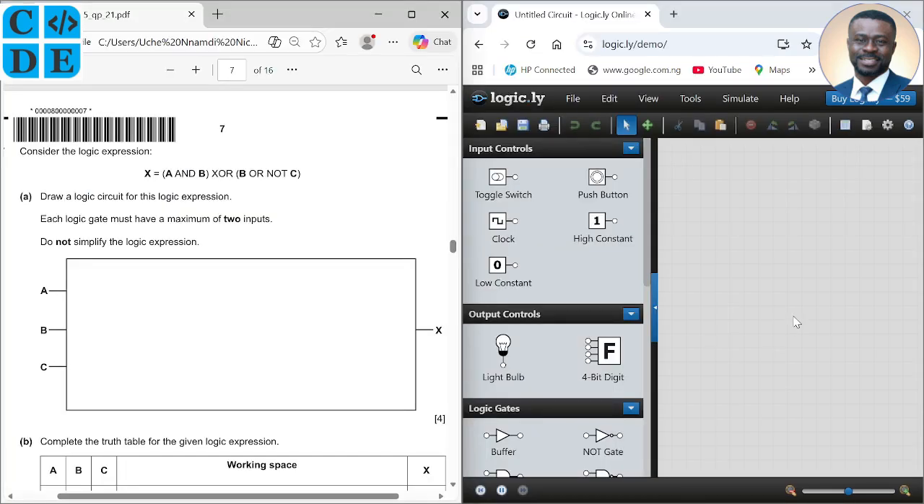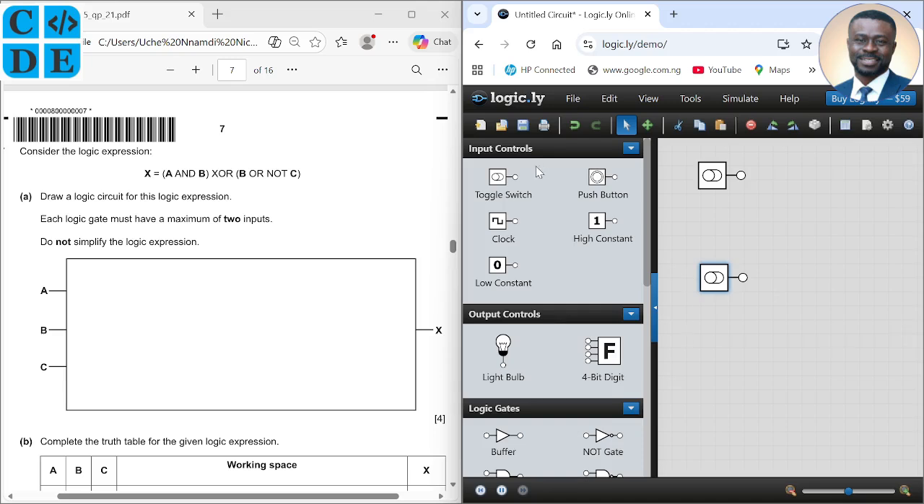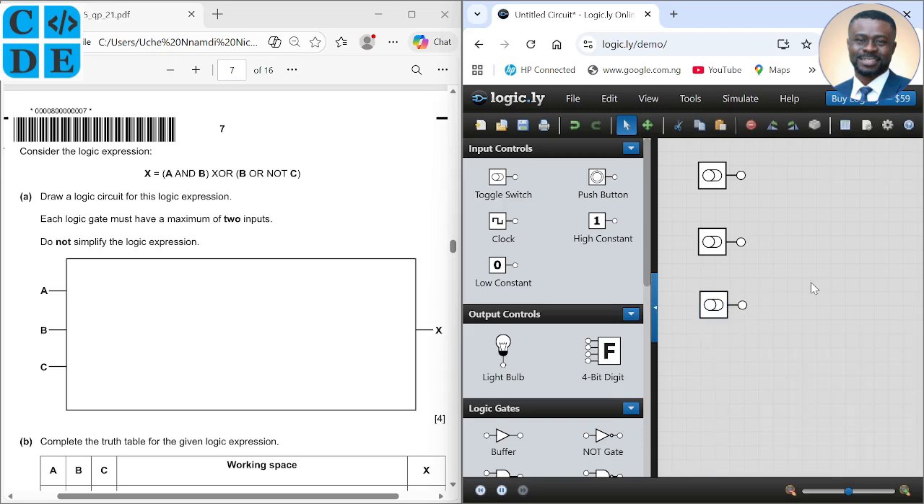We're viewing this side by side so that we can quickly draw it. Okay, so for your A, B, C, I'm going to use this toggle switch here to represent our A, B, and C. So we're going to use 3 of those. But for you drawing on paper, you don't need to do all of this. You just draw your lines to represent them. I'm just going to do it for ease of representation, since I want to do it online so that you can see it.